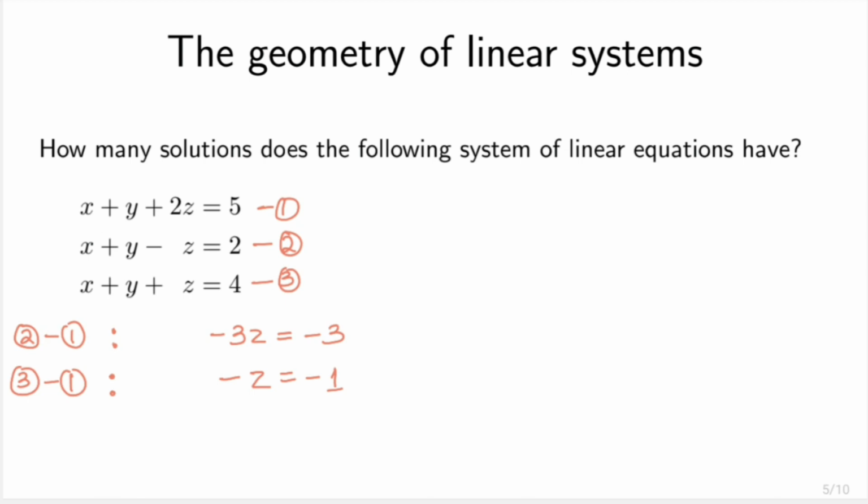All right. So that elimination process was quite simple. By subtracting equation 1 from equations 2 and 3, we end up with a new equation, minus 3z equals minus 3, and then another equation, minus z equals minus 1. So let's call this equation 4 and equation 5. Now these two equations came from equations 2 and 3. We'll bear that in mind.